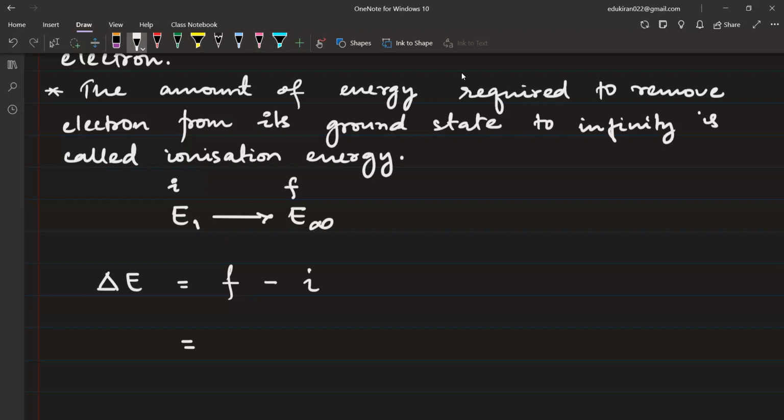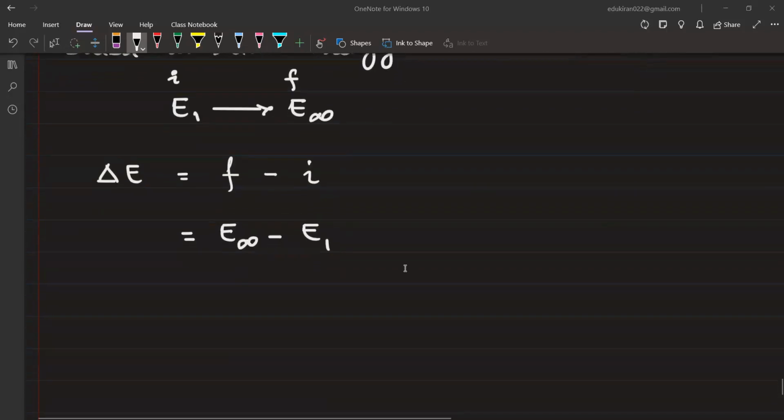See here. So this final will be what? E infinity minus E1 है. Sorry, someone was saying something, I could not hear that. No one was saying anything, ठीक है?